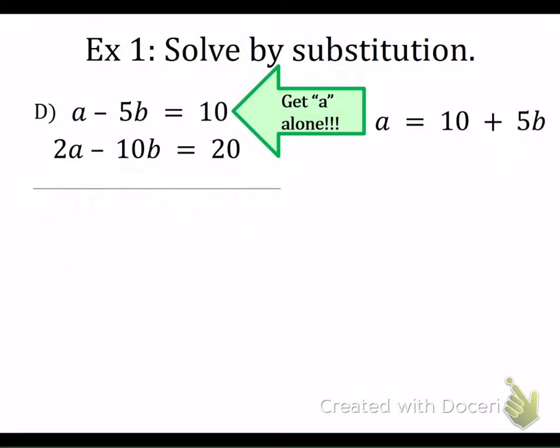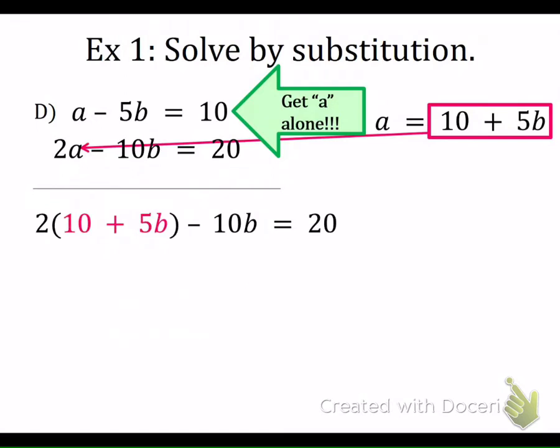All right, what am I going to do with that? Put it into the second equation with an a. Yeah, I'm going to put it into the other equation where the a is. So I have 2, and then in parentheses, 10 plus 5b or 5b plus 10, minus 10b equals 20. Then what? Distribute the 2. Good. After you distribute the 2, you should have 20 plus 10b.